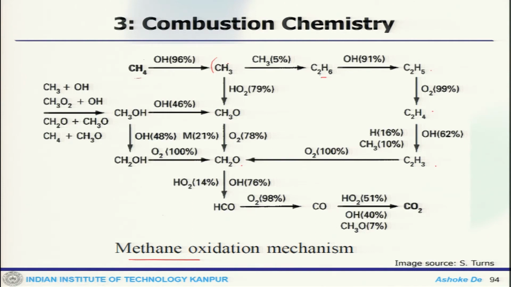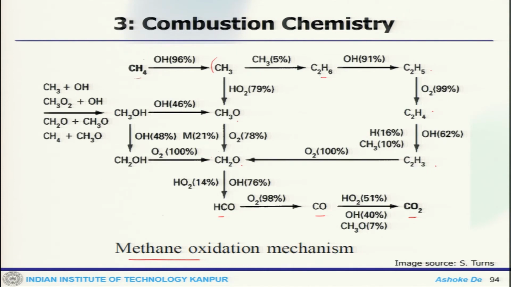Or by another path, you can get CH3 and CH3O, or on this side you can get CH3OH, and you finally get to CH2O, where again it will form HCO, and then HCO to CO and finally CO2. So, there is a big chain, this is called the chain of the reaction kinetics, and this is a core research topic for people who are working in the kinetics area.